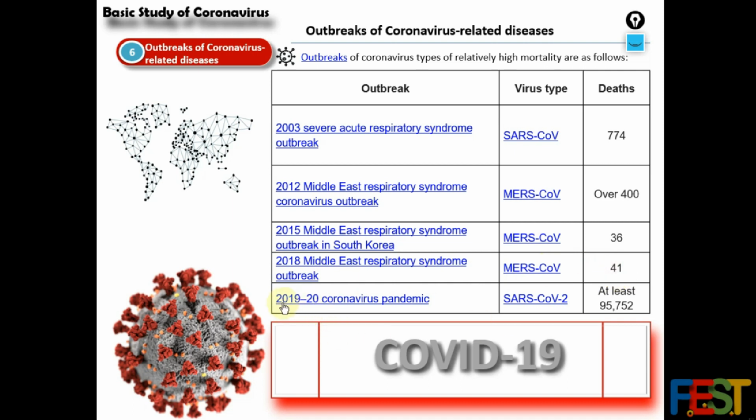For 2019 up to the present situation, I forgot to update here. I think about 170,000 people have died, and more than 1 million people are still infected with coronavirus.